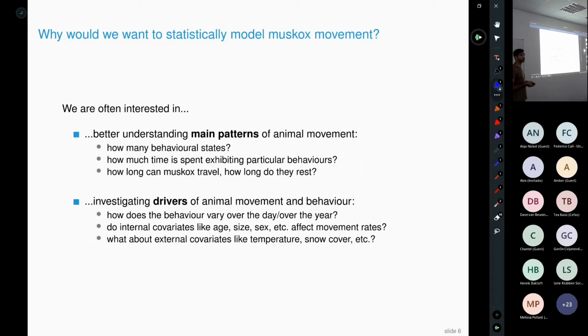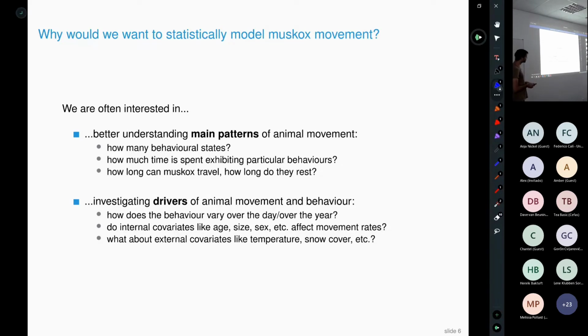How many behaviors does an animal exhibit, for example? That's not always clear, whether it's 2 or 3 or 4 behaviors. And then how much time is spent in the behaviors, how long do animals travel, how long do they rest, and so on. And then also how that depends on things like the environment.